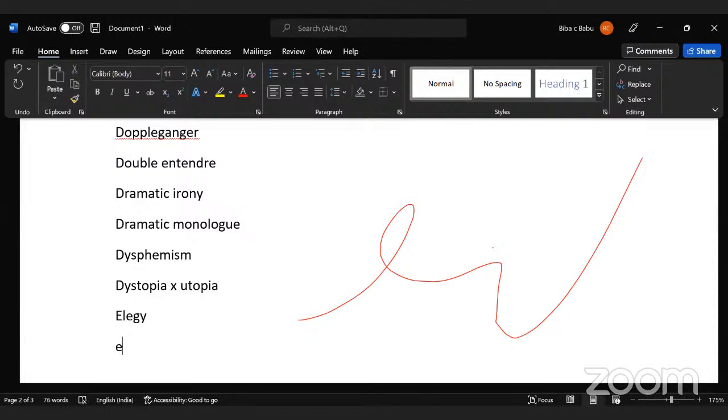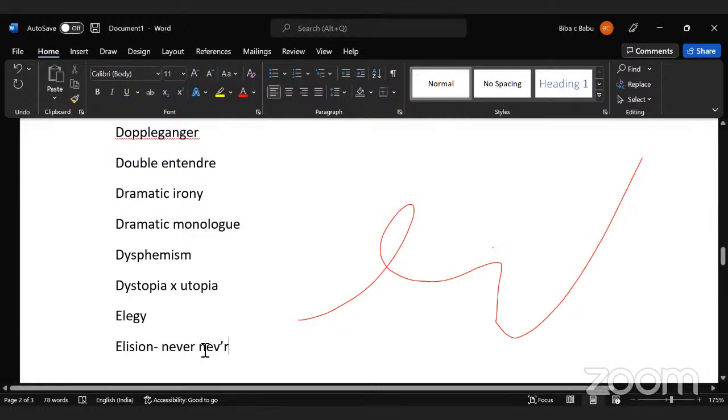Next is elision. Elision is the removal of an unstressed syllable, consonant, or letter from a word. For example, never. Never is a word, but when you write never as N-E-apostrophe-R, it is also read as never. So that E is taken away. That is called elision, removal of an unstressed syllable.